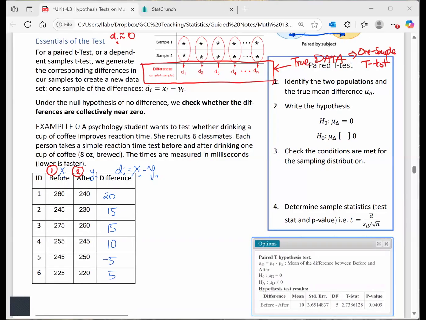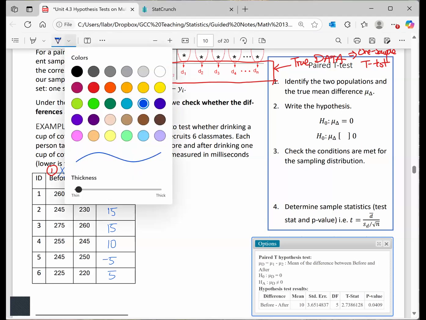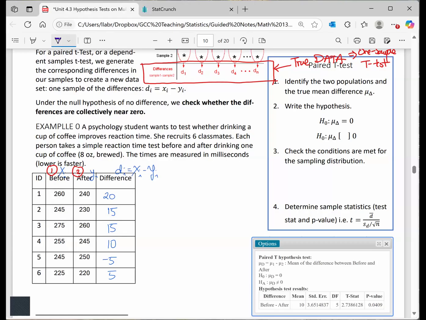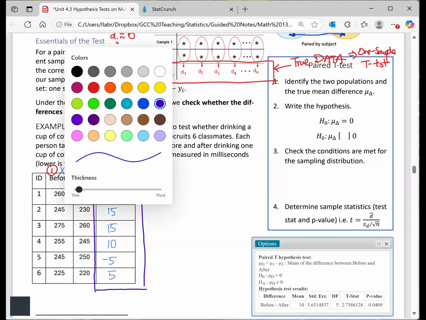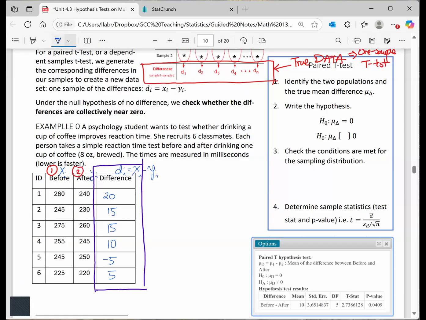All right, so here we have our differences already computed. And what I want to point out is, again, that this becomes your actual data set now. And it's just going to be a one sample t-test. So let's highlight these differences because this is going to be your data from here on out. And we'll perform a complete hypothesis test on these.